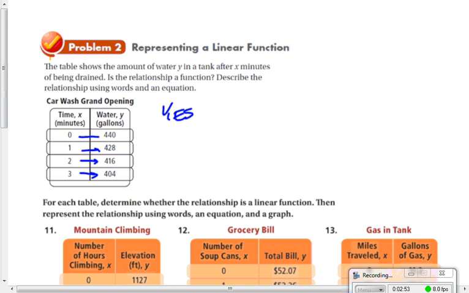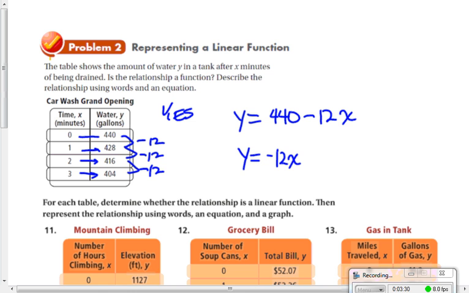And then it says describe the relationship using words and an equation. What you might notice is that the number of gallons of water is decreasing by 12 each minute. So we're losing 12 gallons of water per minute. And the equation we can use to represent this is y, the number of gallons, equals 440 minus 12 times the number of minutes that we are draining the water. Or if you wanted slope-intercept form, we would just switch that around and put negative 12x plus 440.